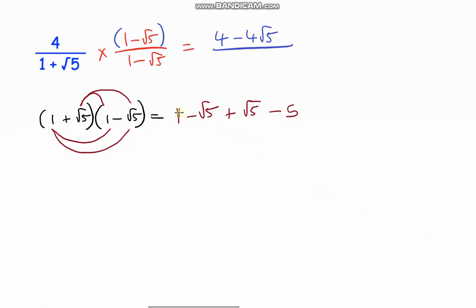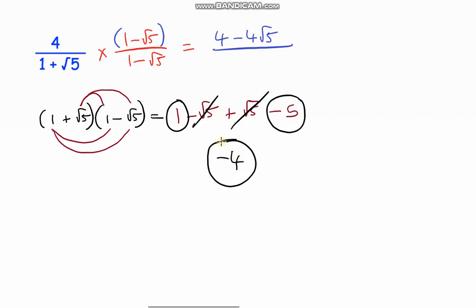So again, look at the whole numbers. 1 subtract 5, well that is negative 4. And then negative root 5 and positive root 5 will just cancel out. So all we're left with in the denominator this time is negative 4. So again, we have rationalised the denominator.